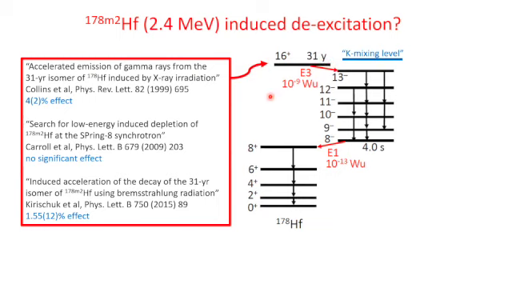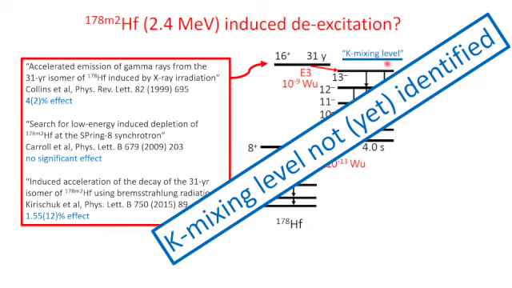But if you're an optimist, there's still something to find here. The problem from a nuclear structure point of view is that this K-mixing level has never been identified, and it should be within the range of gamma ray spectroscopy. There should be some level that would take the flux when it's irradiated with X-rays.